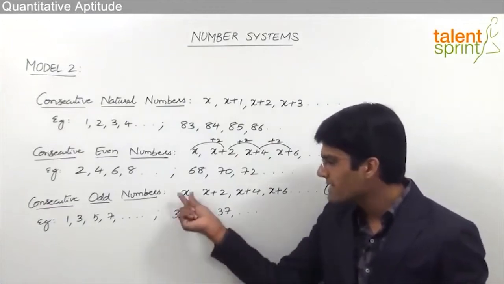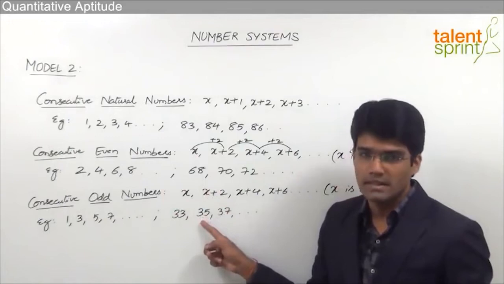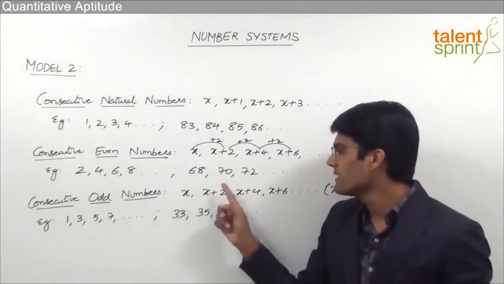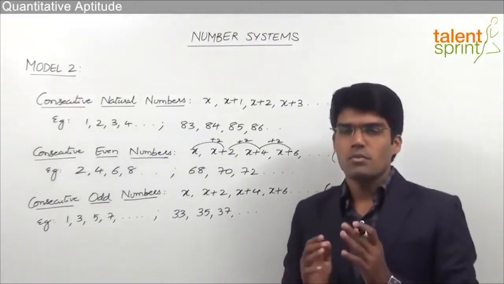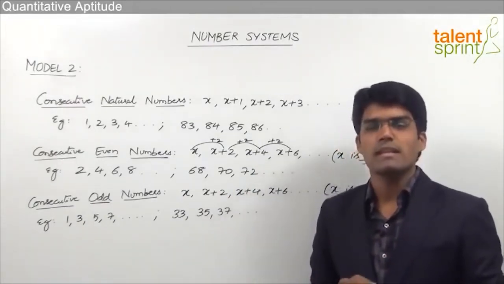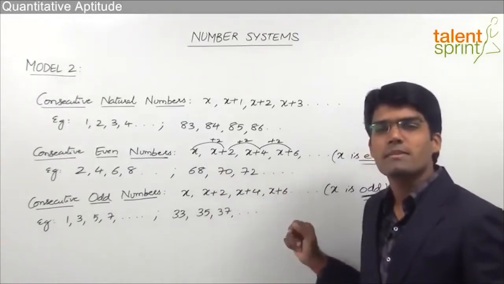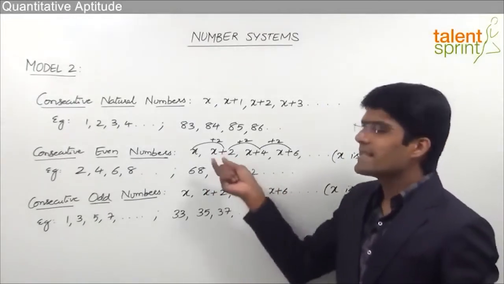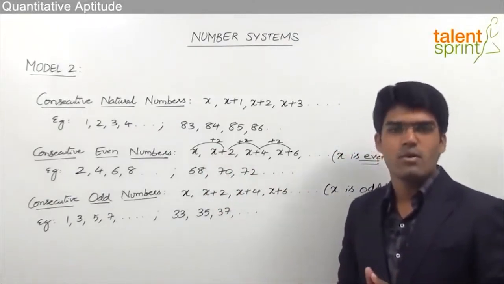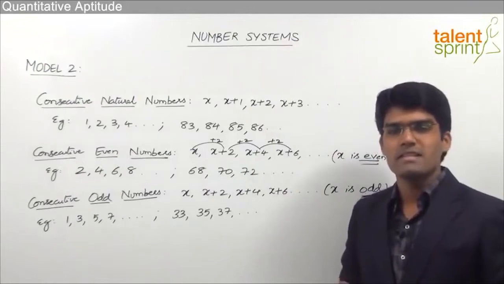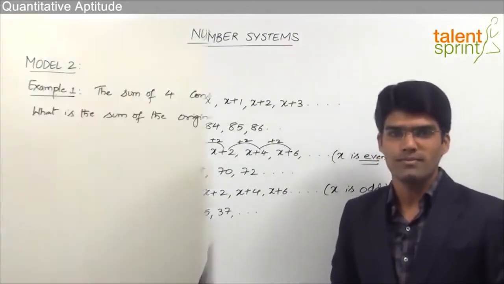So if the first number x is 33, then x plus 2, that is 33 plus 2, will give the next number, 35. And x plus 4, that means 33 plus 4, 37, gives the next odd number and so on. So the point to be observed here is consecutive even and consecutive odd numbers are always represented as x, x plus 2, x plus 4 and so on, where x is even in case of consecutive even numbers and x is odd in case of consecutive odd numbers. And always the difference between two consecutive even or consecutive odd numbers is equal to 2.